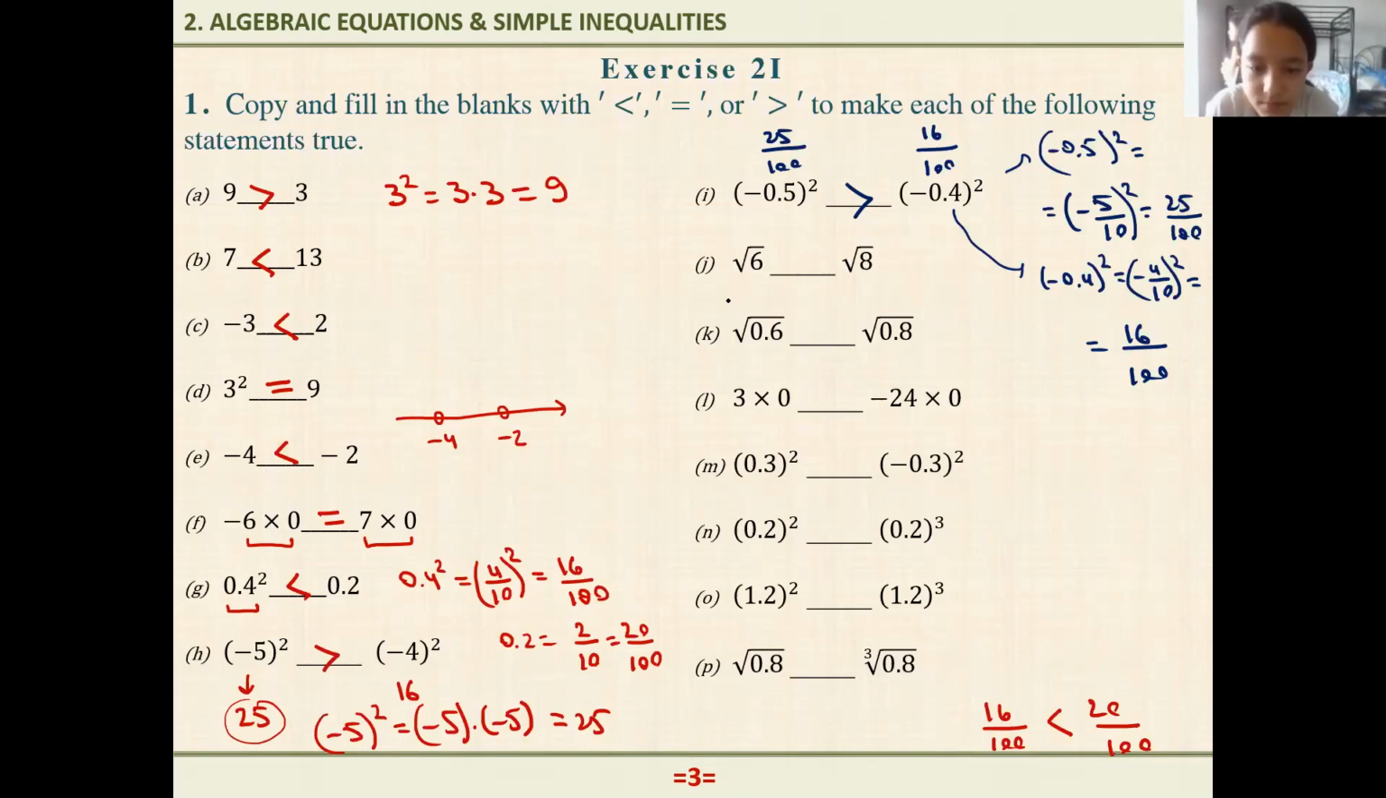Very good. Next, Shahina, what is square root of 6, square root of 8? Which one is greater? These are just the same thing. I can remove this. Which one is greater, 6 or 8? 8. So here, square root of 6 is less than square root of 8.